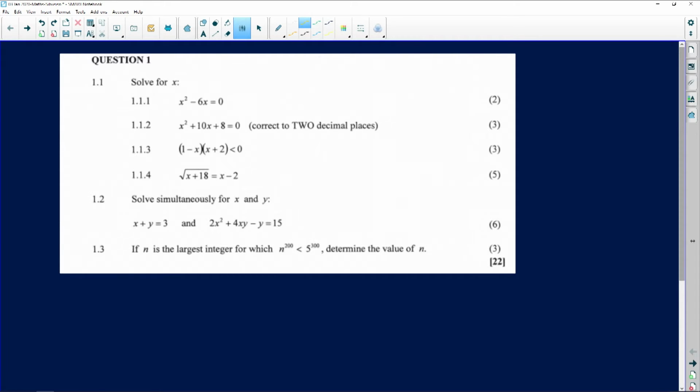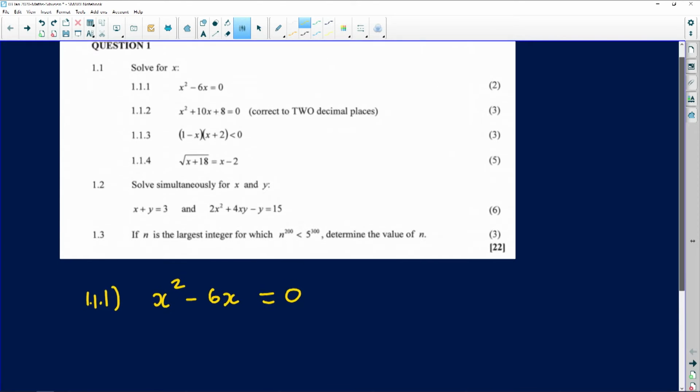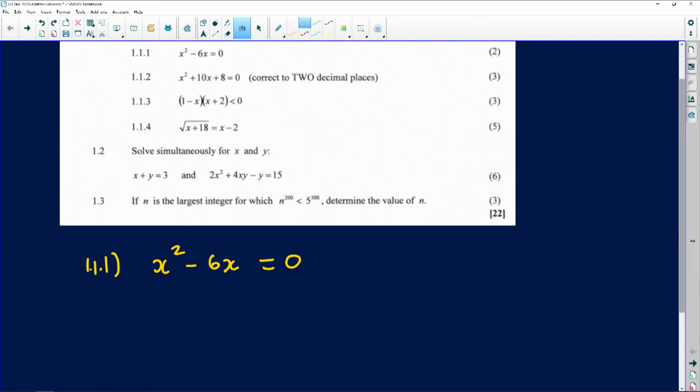So the first question is asking us to solve for x. In 1.1.1, they say solve for x if x squared minus 6x is equal to 0. So this is a quadratic equation. If you didn't know, from an equation like this, we're expecting to get 2 solutions. So it's an easy question. What you need to do is just take out a common factor here. It's x into x minus 6 is equal to 0.